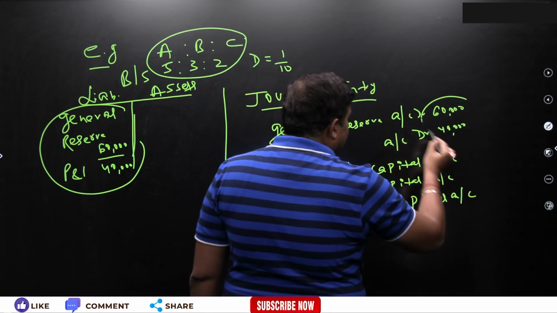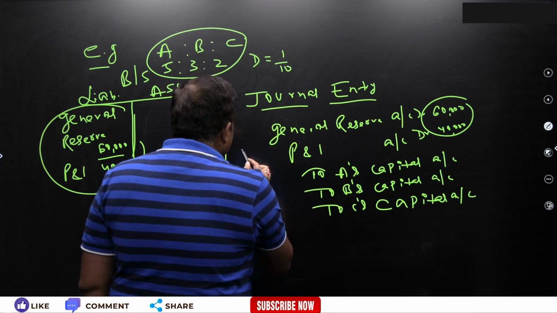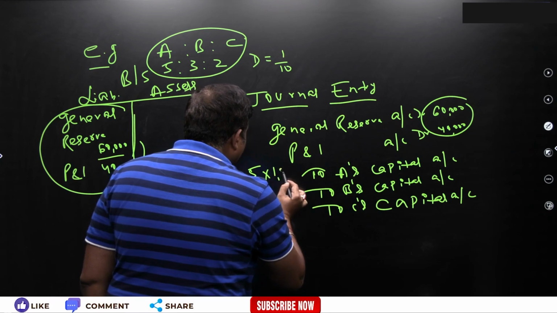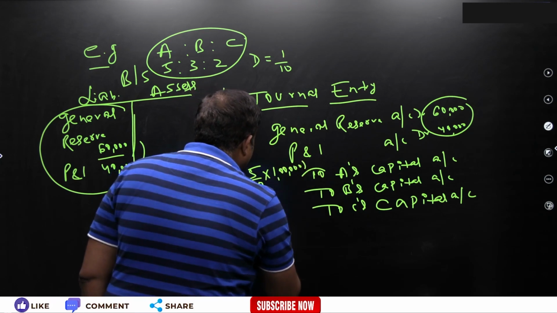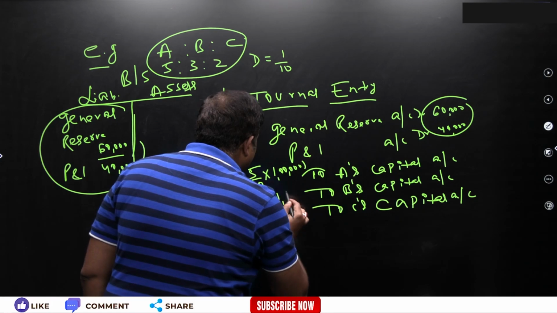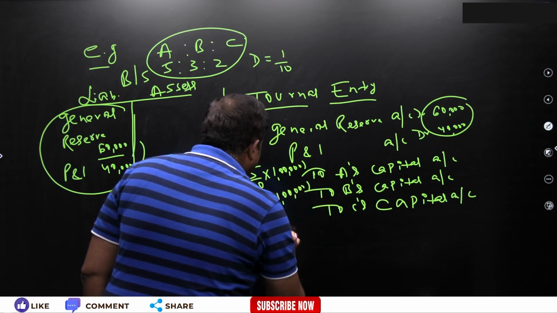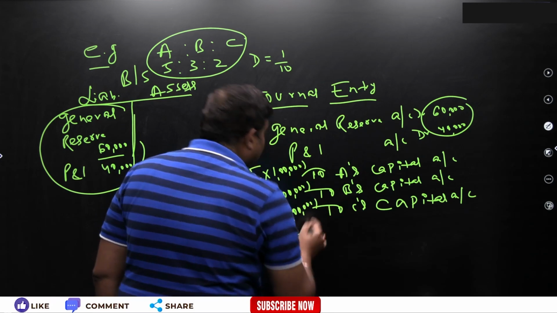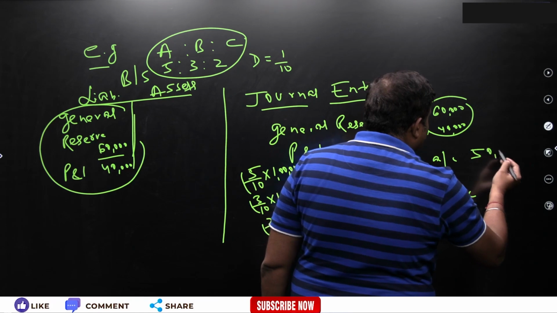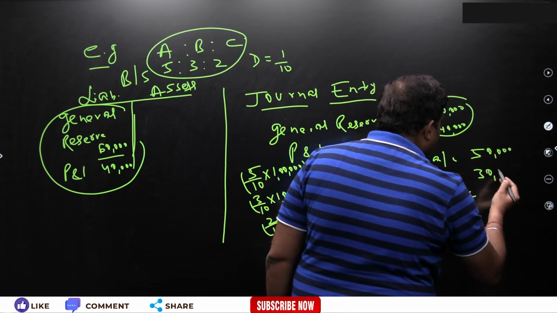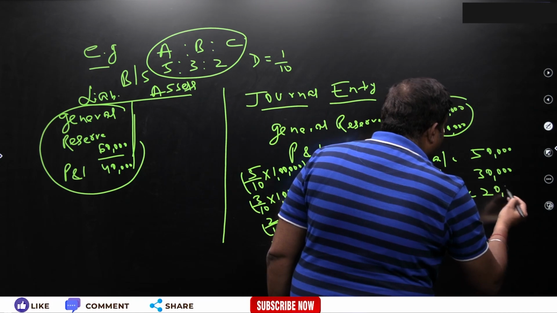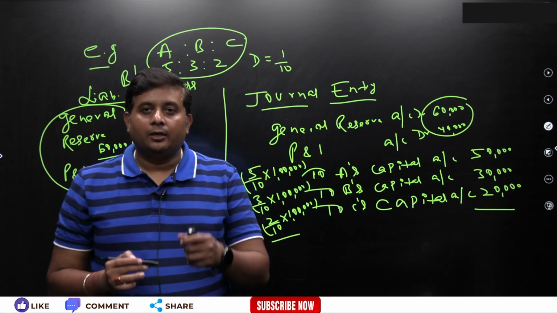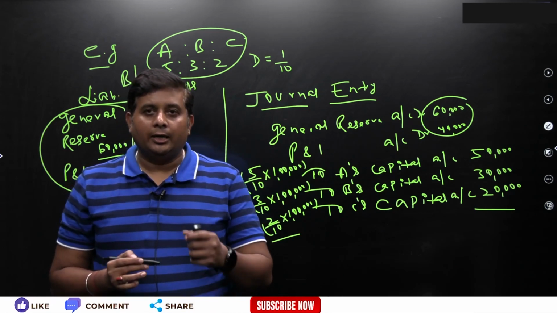This amount of 1 lakh rupees needs to be distributed to the old partners in their old profit and loss ratio. The old ratio was 5/10 for A, so 5/10 of 1 lakh; 3/10 of 1 lakh goes to B, and 2/10 of 1 lakh goes to C. So there should be 50,000 for A, 30,000 for B and 20,000 for C. This was the distribution of accumulated profits and reserves whenever a new partner is admitted into the firm.